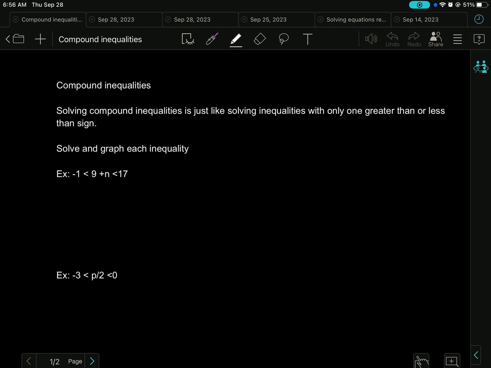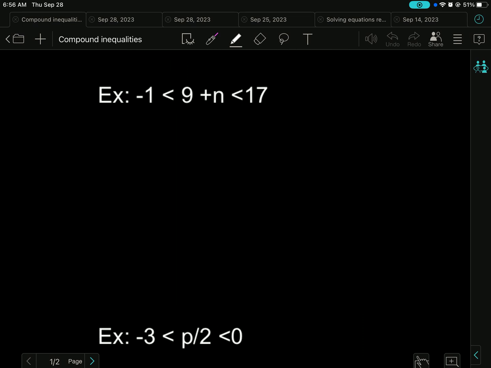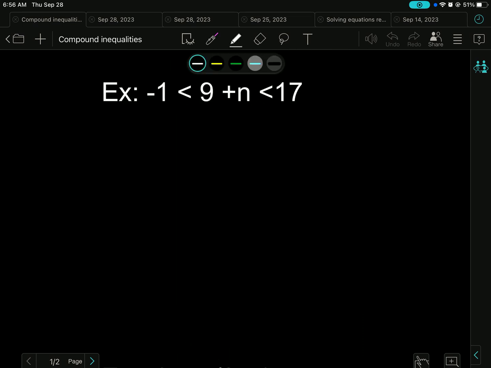I do want to talk to you about compound inequalities, which are nice because they're just like regular inequalities, but they have two inequalities in them, okay? So let's go ahead and talk through this. Go ahead and write this problem down on a separate sheet of paper for me. Feel free to pause this video as we need to, okay?